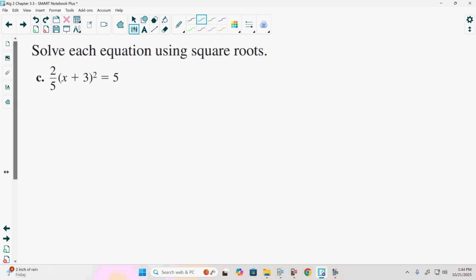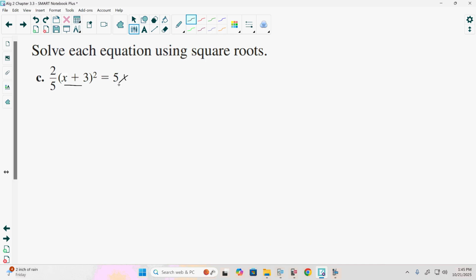So this next one here, we have 2/5 times (x + 3) squared is equal to 5. Now again, we can do this by the square root method because the only place where the variable shows up is inside the set of parentheses being squared. We can use the square root method if the only variable we have is being squared. We only have x squared. We don't have x to the first. Or the only place the variable shows up is inside a set of parentheses being squared.